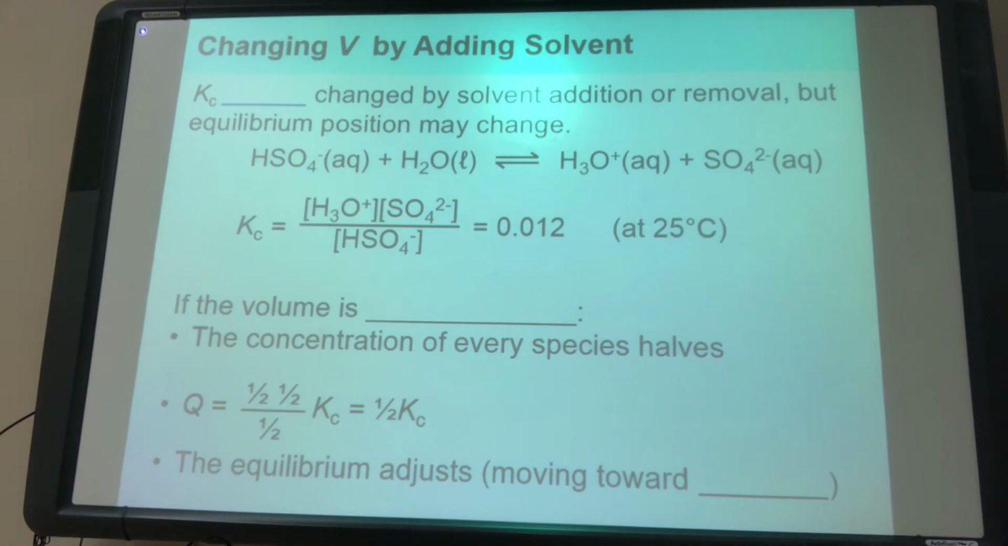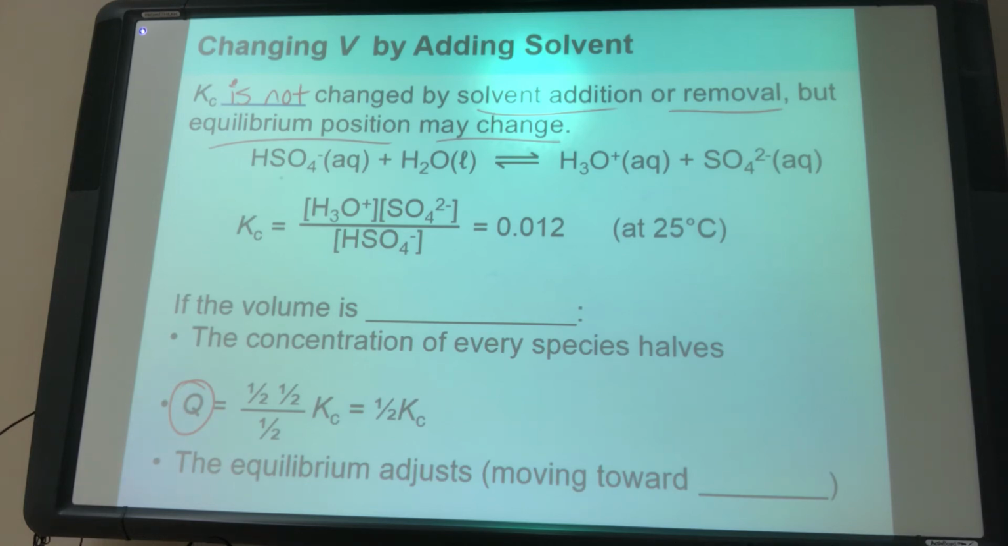The next thing I could do is I could add a solvent. Okay? So what if I added a solvent? So what if I just added a bunch of water? Okay? I wanted to add a bunch more water or something like that. So the Kc is not changed. Okay? My number in my Kc is not changed by solvent addition or removal. I can add or I can remove the solvent. But the equilibrium position may change.